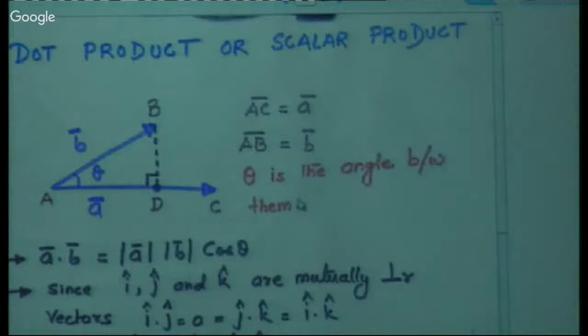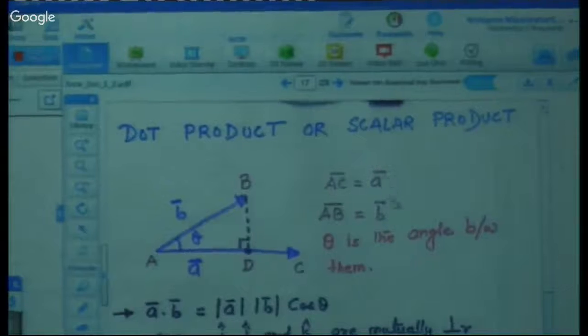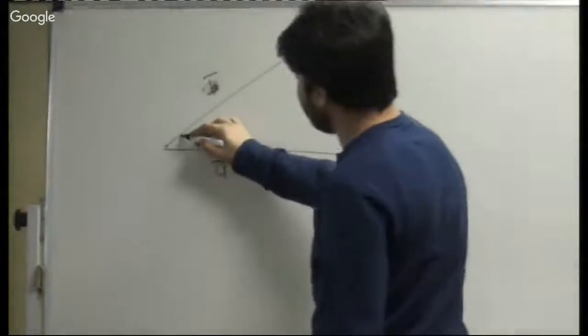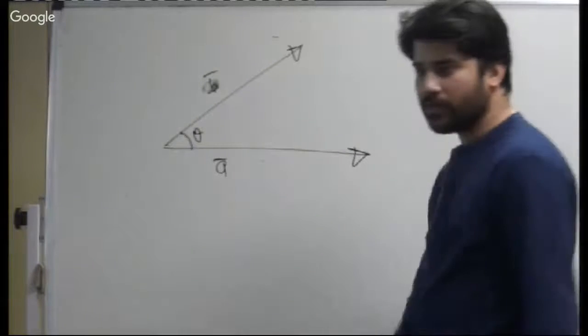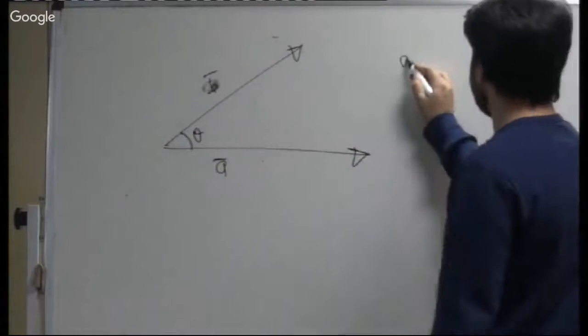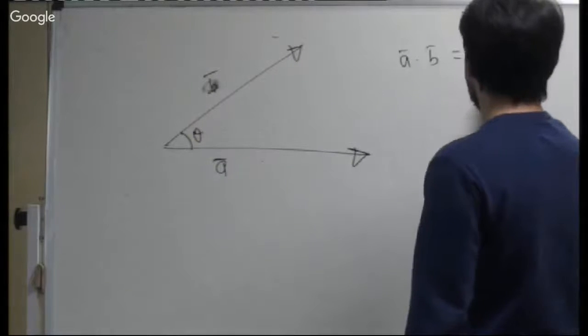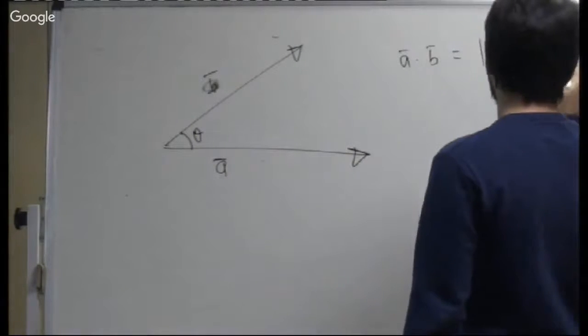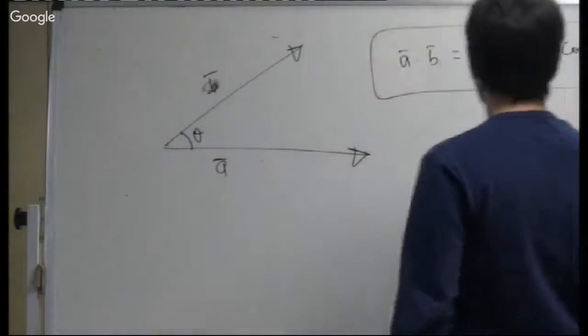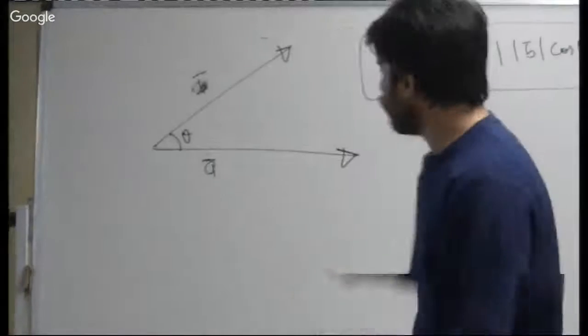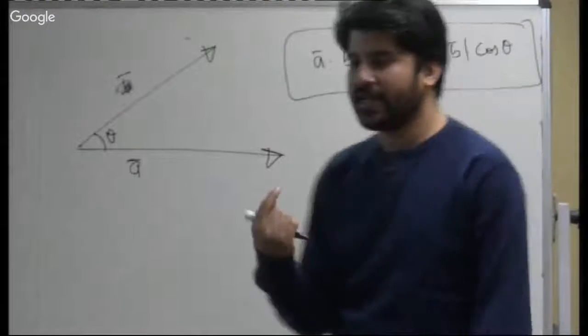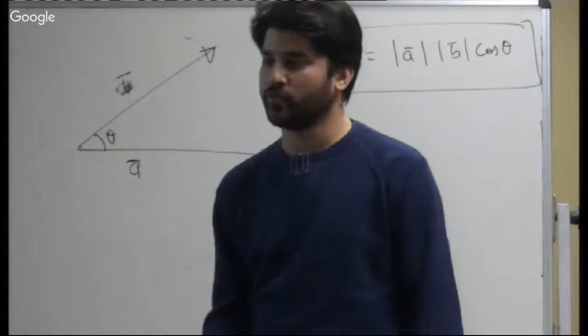Now, we are going to talk about dot product. When we talk about dot product, we say that, let's say this is your B vector, and let's say this is your A vector, right? And if it is making theta, I can say A dot B is equal to mod A mod B cos theta. Now, dot product is one of the products which helps us in finding the angle between two vectors.